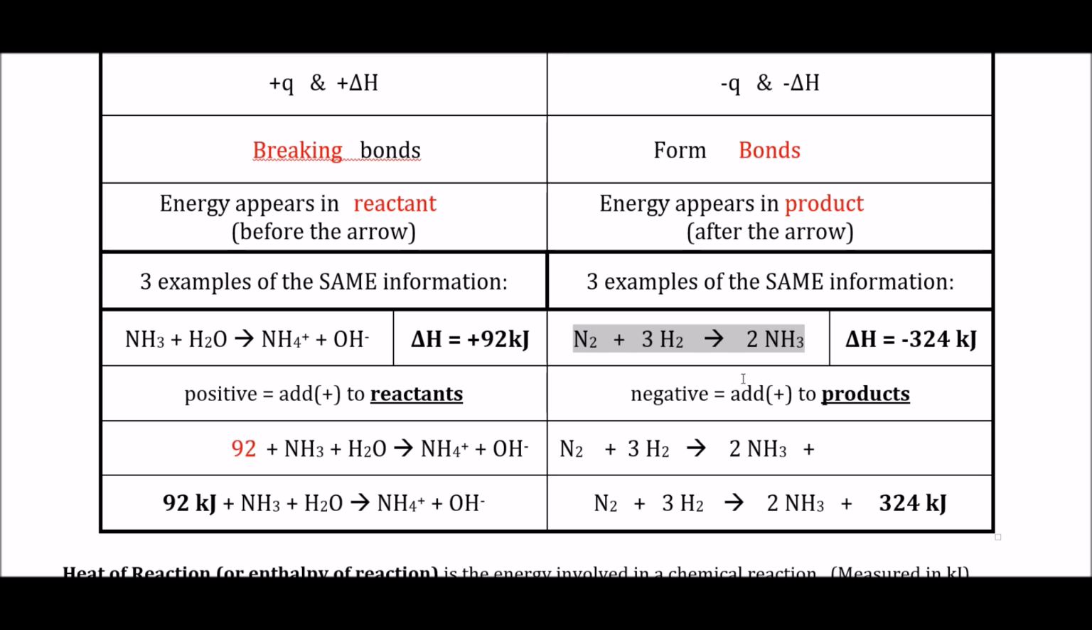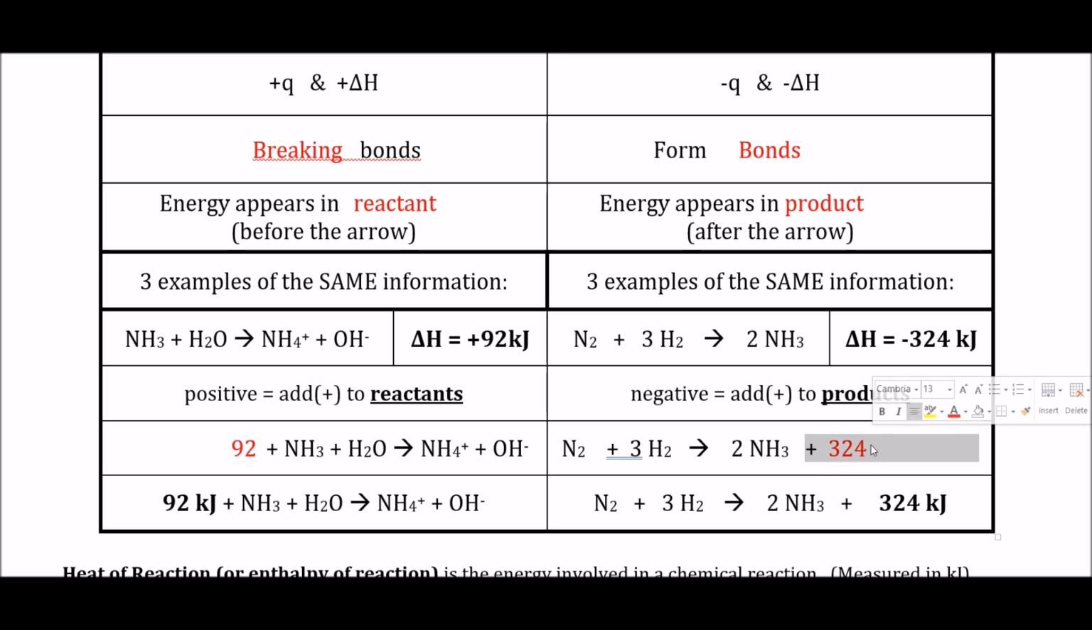Now, how do we know this is exothermic? Well, if you take a look here, this is a negative delta H. Again, endothermic processes are positive, exothermic processes are negative. And because it is negative, we add it to the product side. So what we end up getting is this reaction plus 324. Now that might be a little confusing because why is it plus 324? Why is it not negative? Why don't we subtract 324?